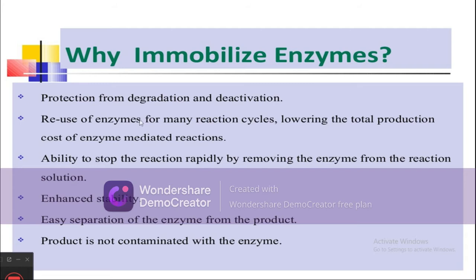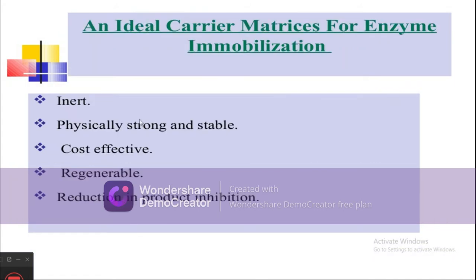So you see, once the product is formed, you can simply separate your enzymes from the product. As a result of that, you can prevent product contamination or product inhibition from normal metabolic pathways. Okay, so that is the reason why we need to immobilize the enzymes.